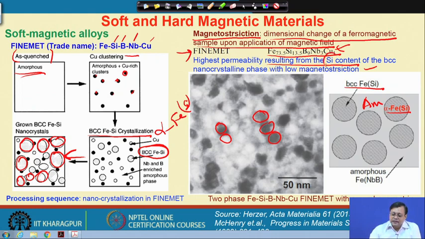So, this silicon content is important to decrease these dimensional changes in a Finemet series of alloys. Here you see that the size scale is something like 20 nanometer size grain present in an iron, silicon, boron, niobium, copper Finemet series of alloys.